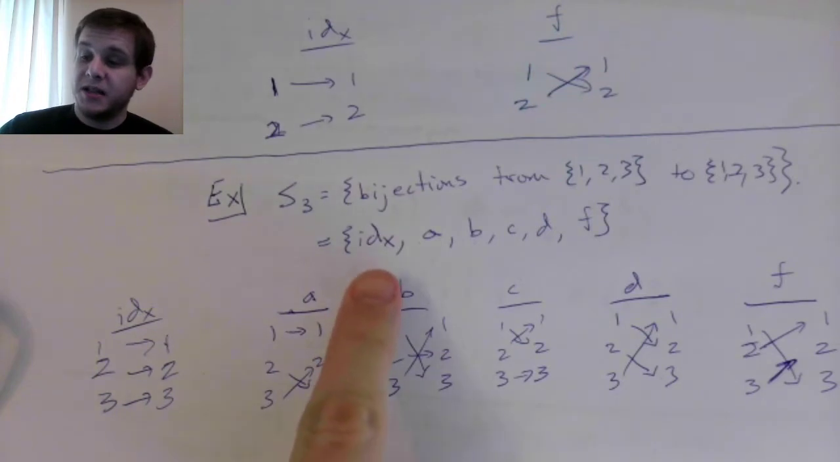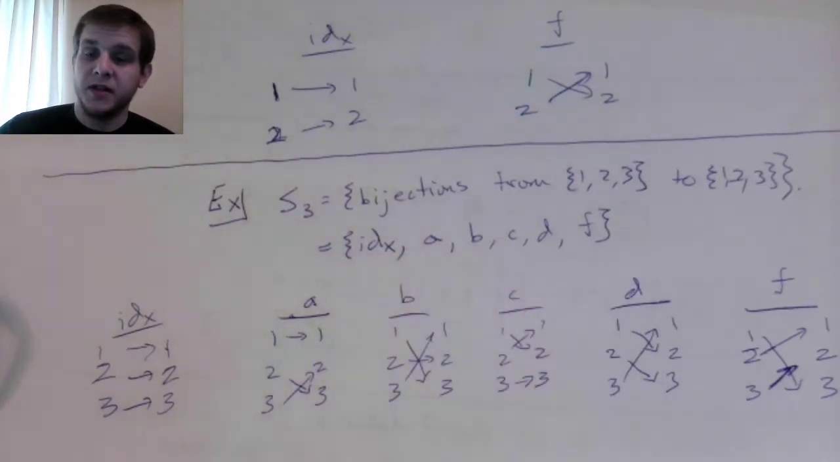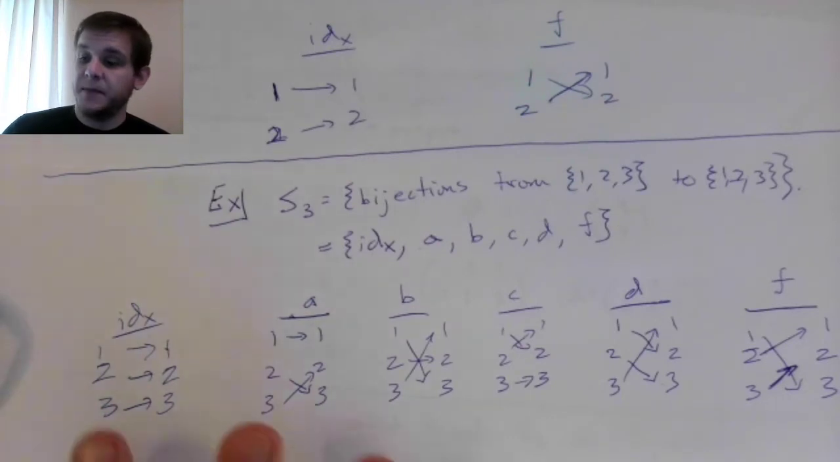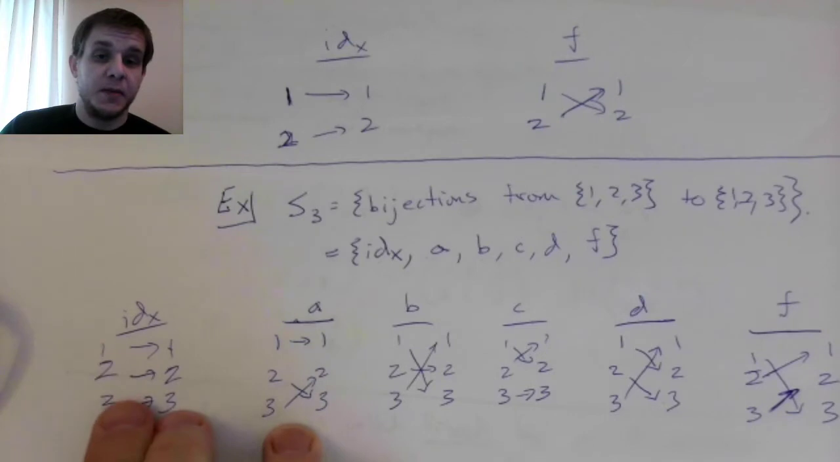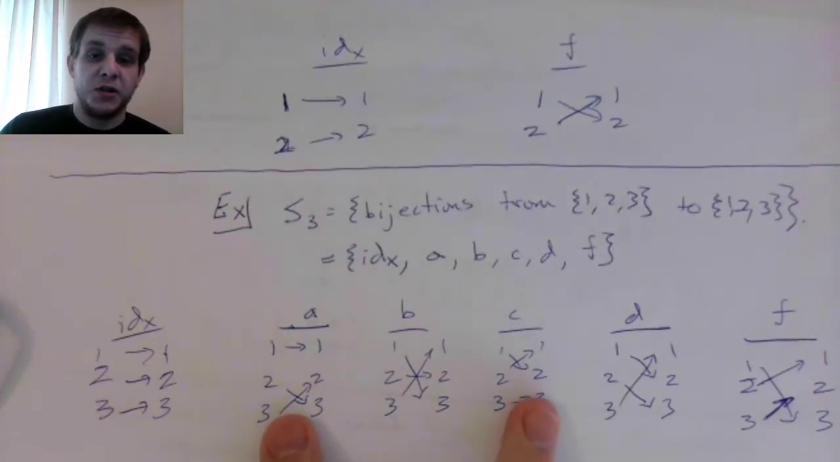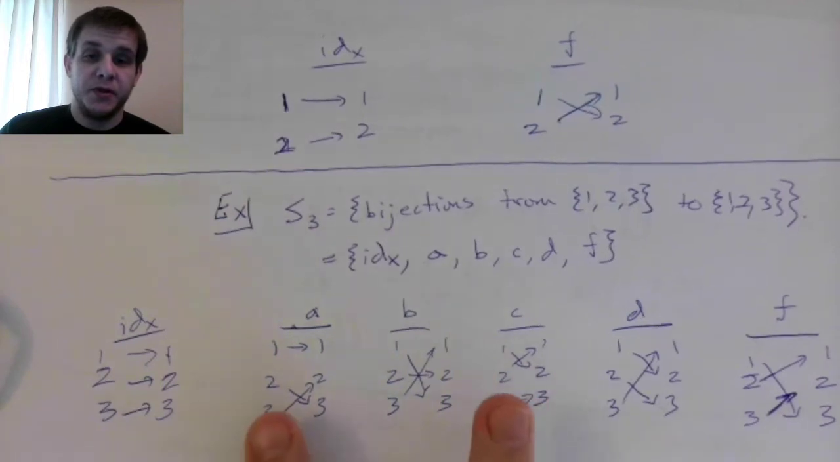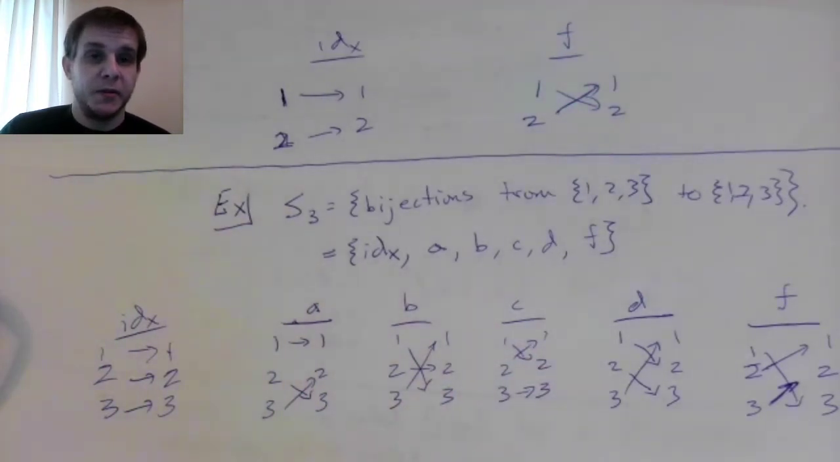And there are exactly 6 bijections from 1, 2, 3 to 1, 2, 3. 1, 2, 3, 4, 5, 6. And we went over these last time. For instance, the identity function just takes 1, 2, 3 and sends it back to itself. You have these 3 which swap the roles of 2 numbers. So 2 and 3 here get swapped and 1 remains the same. 1 and 3 get swapped and 2 remains the same. And then 1 and 2 get swapped and 3 remains the same.